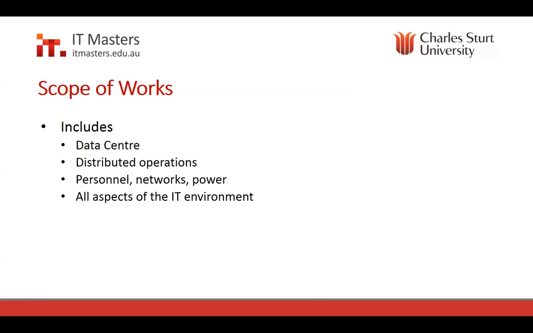So the scope of works includes, in other words, what do we include in our DR and BCP? We include our data centers, if we have them. We include our distributed operations, wherever they are, our WAN sites, our satellite sites, our remote teleworkers. We include personnel, networks, power, environmentals, everything. All aspects of the IT environment that are required to keep our critical business processes going in the event of a disaster must be considered within the DR and BCP plan.